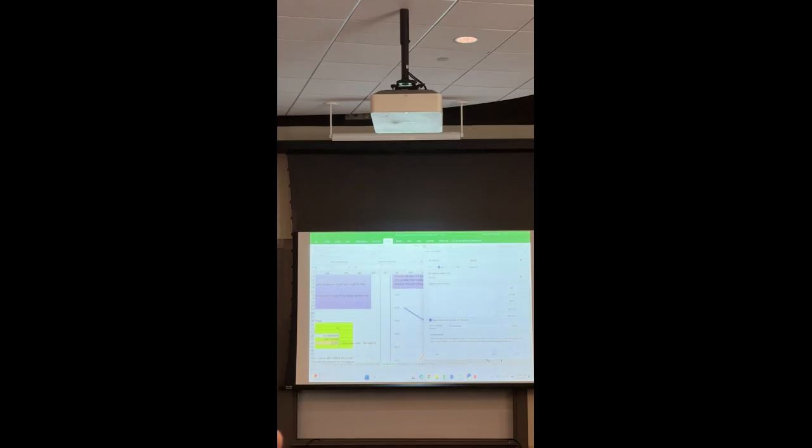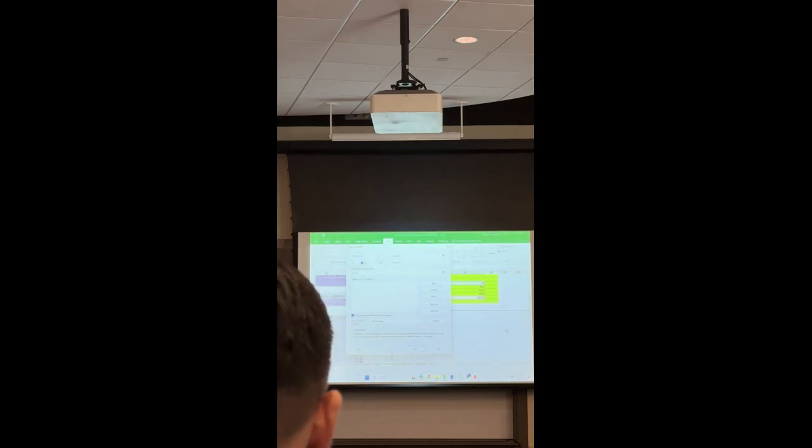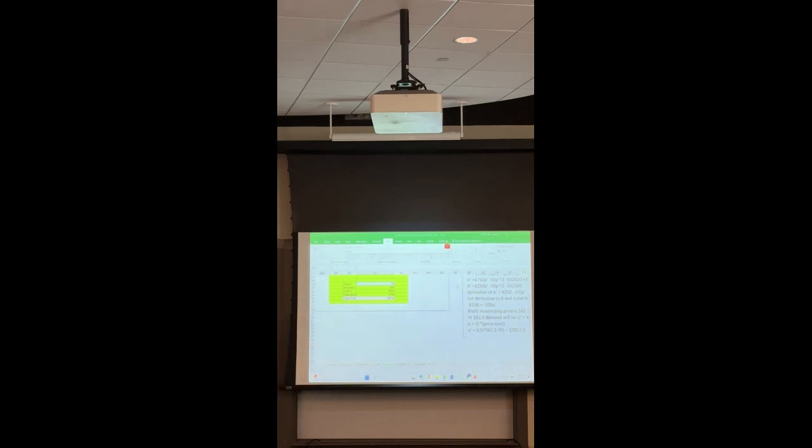And I can say Solver, here's what I want you to do. Solver, here we go. Take this cell here, maximize the profit, and do it by changing the second price. Say solve. Right, and it comes to a price of $82.50. Make sense?